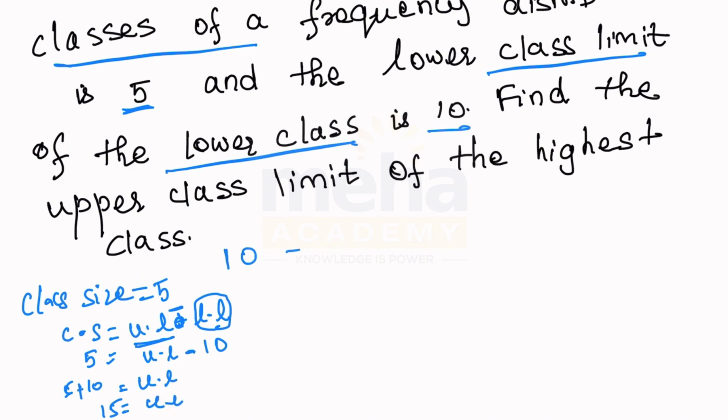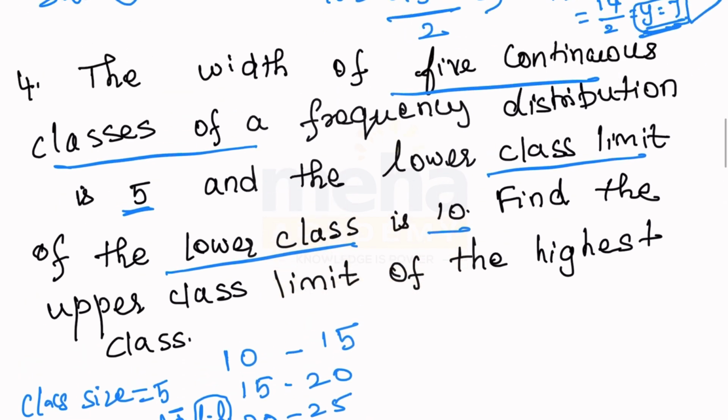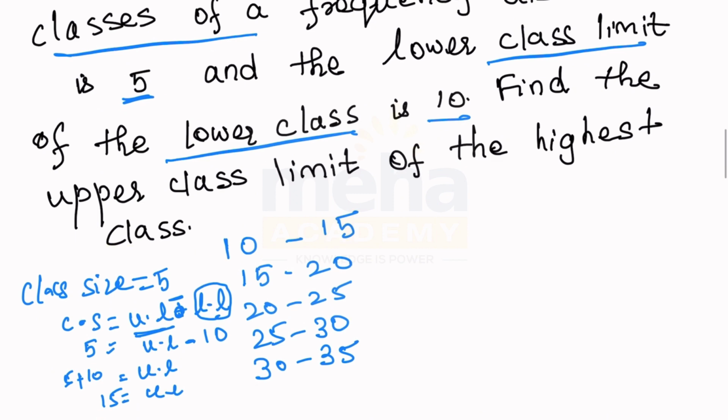So the class intervals are 10 to 15, 15 to 20, 20 to 25, 25 to 30, 30 to 35. How many class intervals do we have? 5 continuous intervals: 1, 2, 3, 4, 5. We need the upper class limit of the highest class. The highest class is 30 to 35, and they're asking for its upper class limit. So the answer is 35.